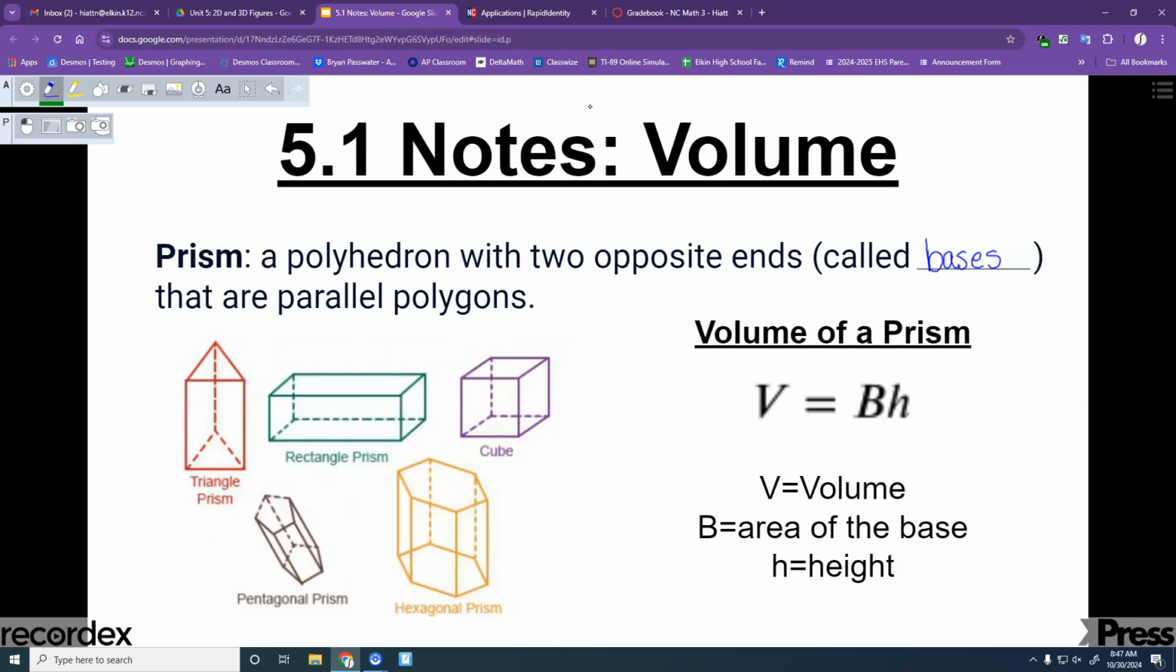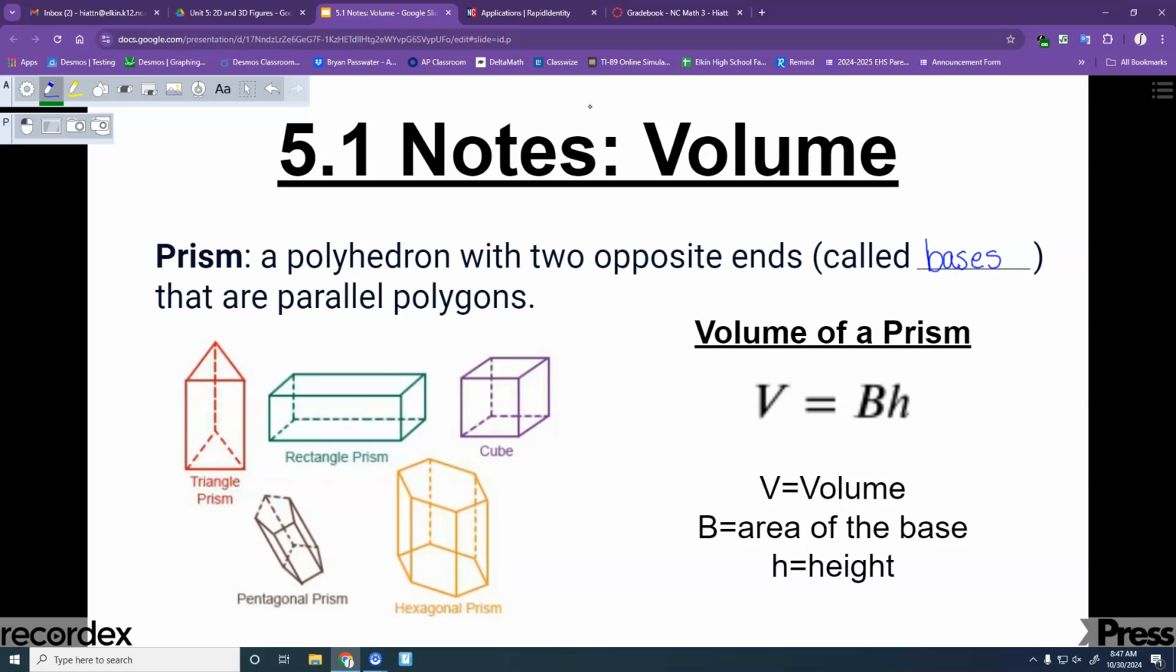Like this, for example, what shape do we have on the end, the base? Hexagon, we've got 6 sides, and notice rectangles on the sides, right? What have we got here? Triangle, so this is a triangular prism. Notice the sides are rectangles, right? What about this thing?